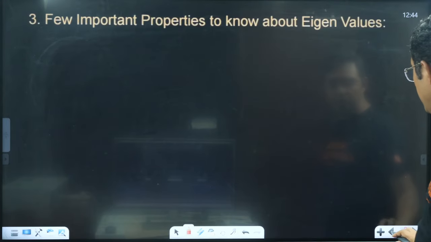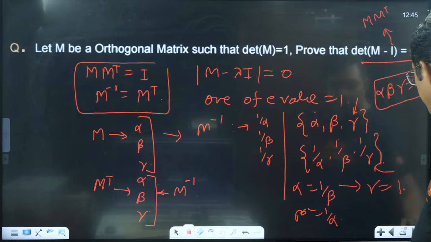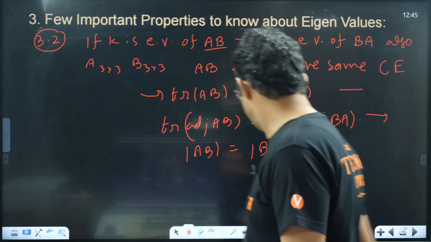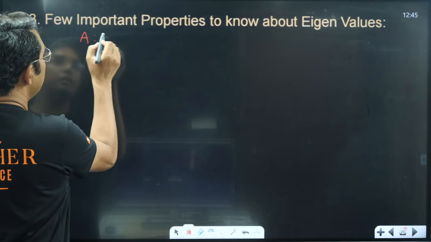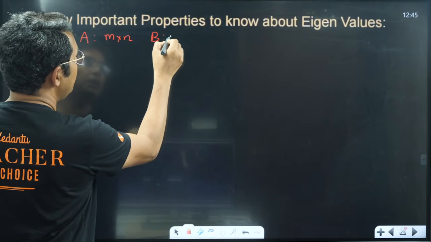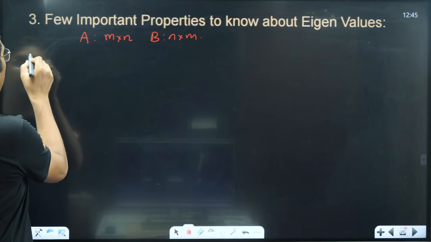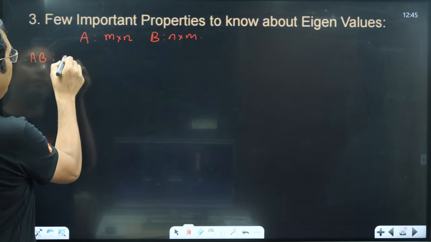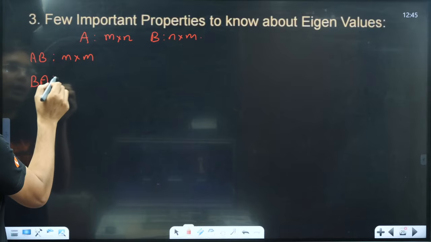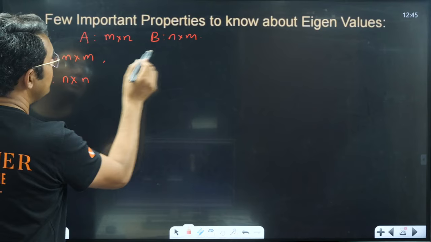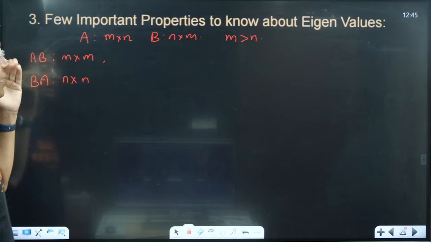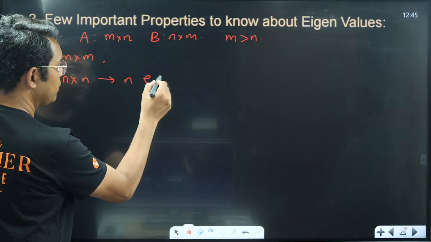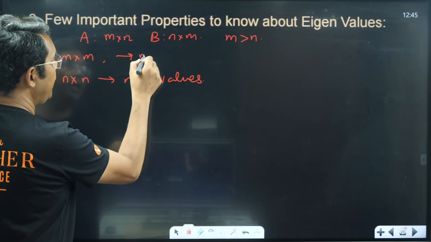In fact, there is one interesting thing, let me tell you. Suppose A is, let's say, M into N, and B is N into M. I have mentioned this in my notes also. Then if you multiply AB, its order would be M into M, and if you multiply BA, its order would be N into N. Let's assume M is bigger than N. Now, a very interesting thing. As I told you, an eigenvalue of AB should be an eigenvalue of BA also, but you can see N is less than M. So BA will have N eigenvalues, whereas AB should have M eigenvalues.